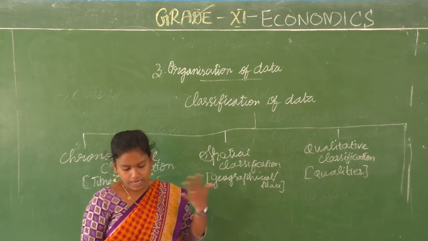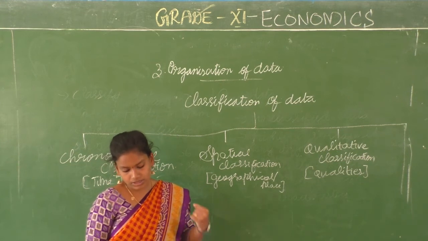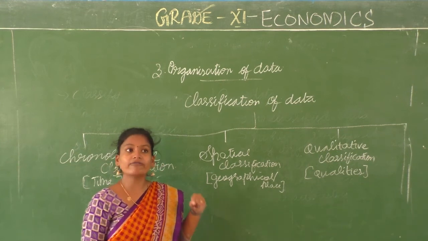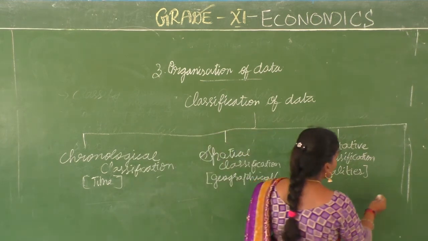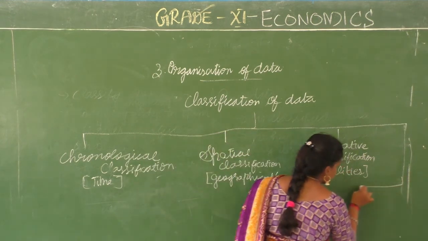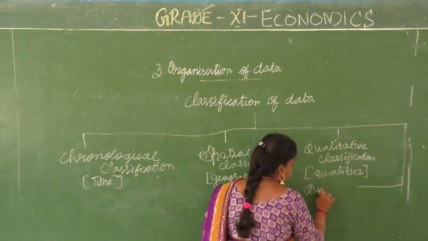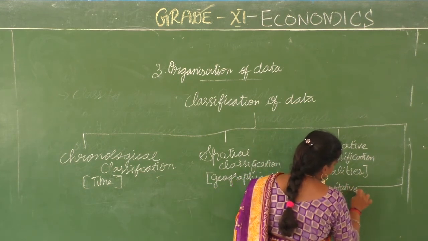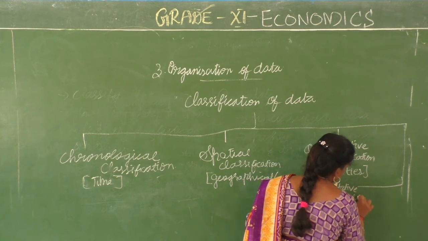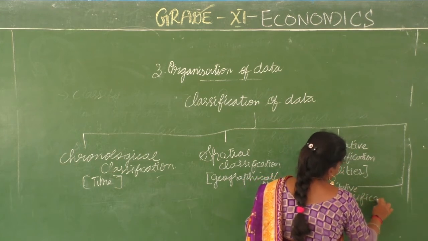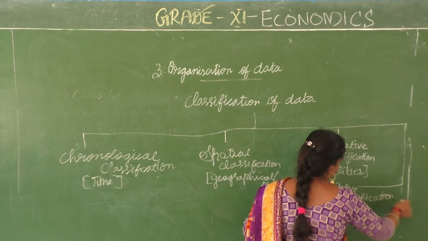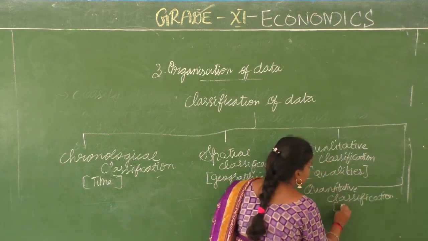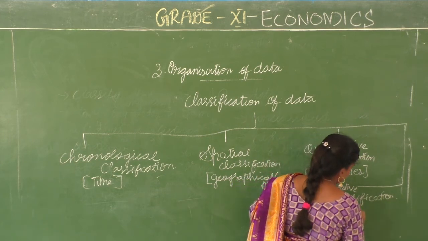Clear, children? Next, what are we going to do? We are going to discuss quantitative classification. The final kind of classification of data is quantitative classification, based on quantities.